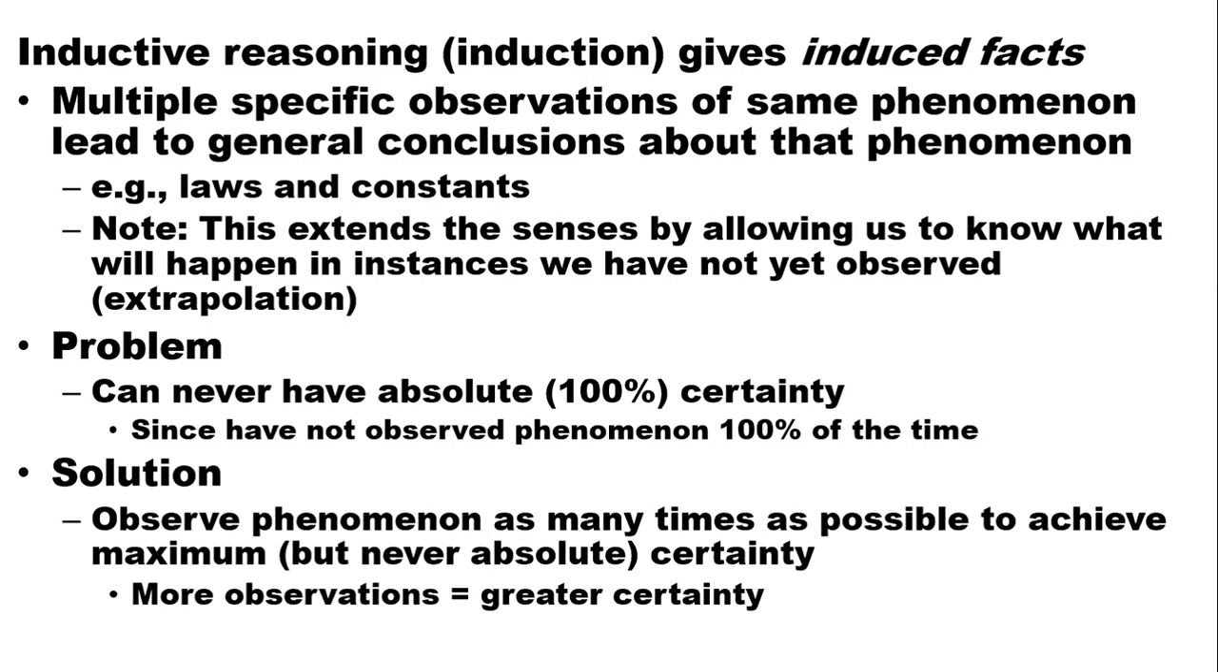Okay? The solution to that is that we can never get 100% certainty with inductive reasoning, but we can get closer and closer to that by making more and more observations. The more times we observe a phenomenon, the more certainty we have that this will always happen that way. So never 100% certainty, but we can get more and more certainty with more and more observations.